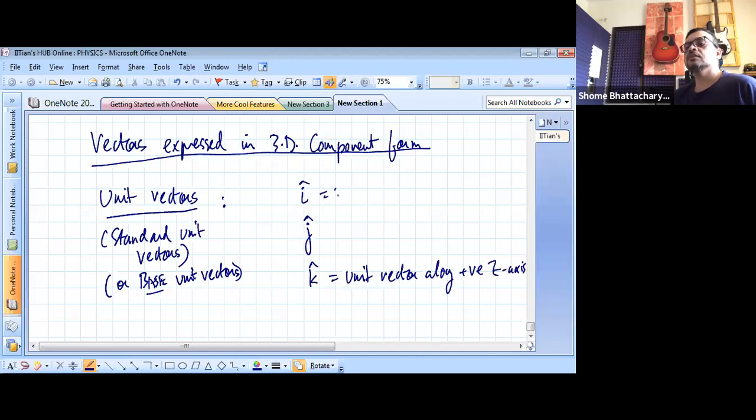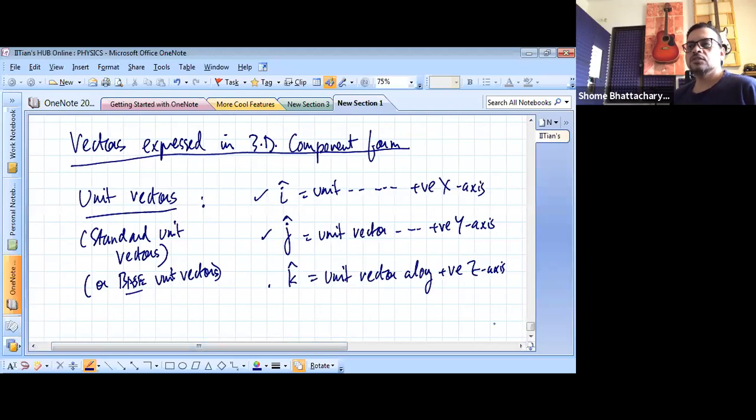Just like this is a unit vector along the positive x axis, and this is a unit vector along the positive y axis. These two we had already seen before, but now we also have the new one, k cap, which is along the positive z axis. Okay, so just make a note of this point first. We have three standard unit vectors which are mutually perpendicular: i cap, j cap, and k cap are mutually perpendicular.